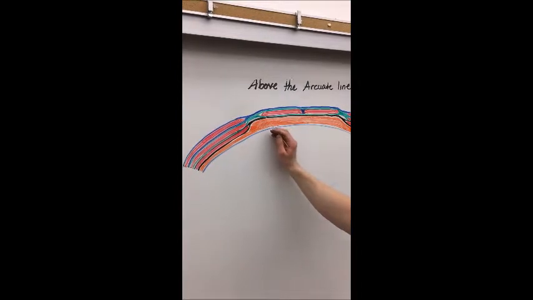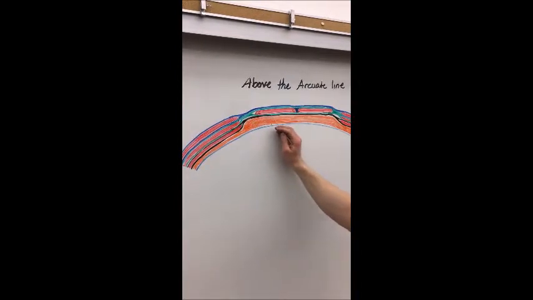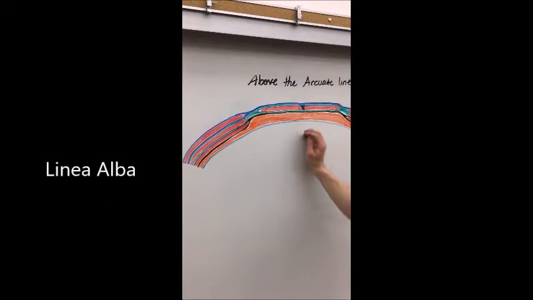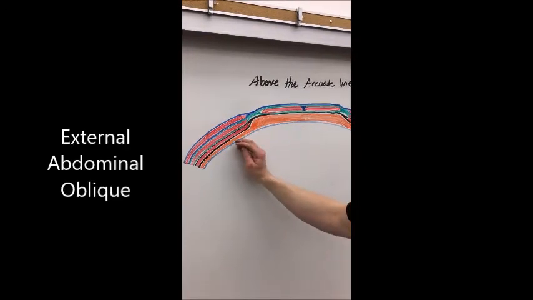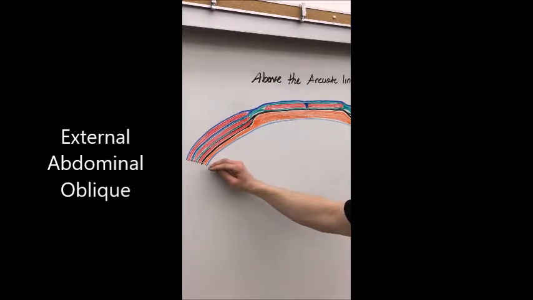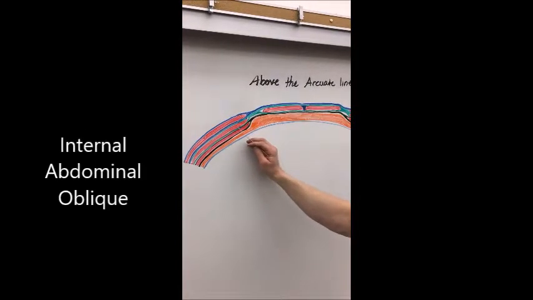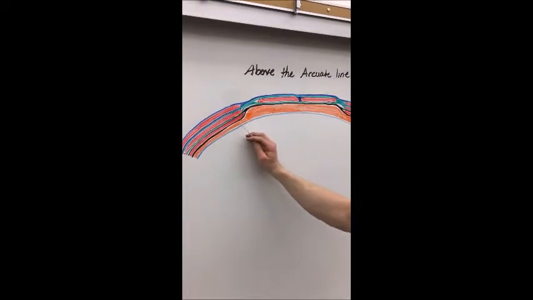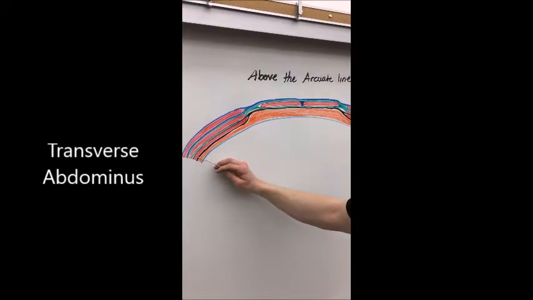Now, for reference again, this is the rectus abdominis. This is the linea alba. This is the external abdominal oblique. This is the internal abdominal oblique. This is the transverse abdominis.